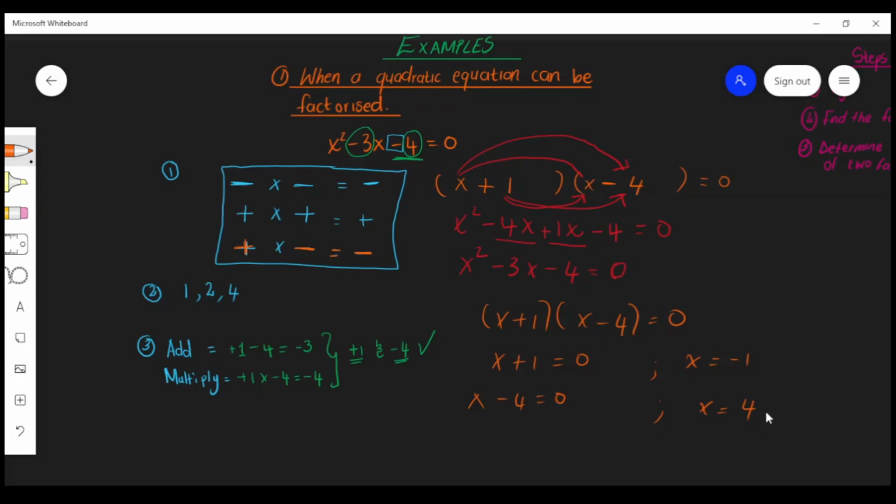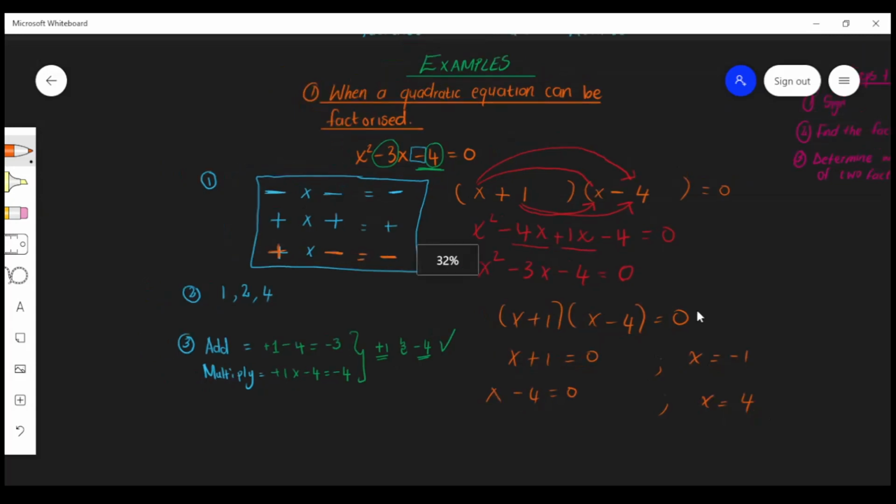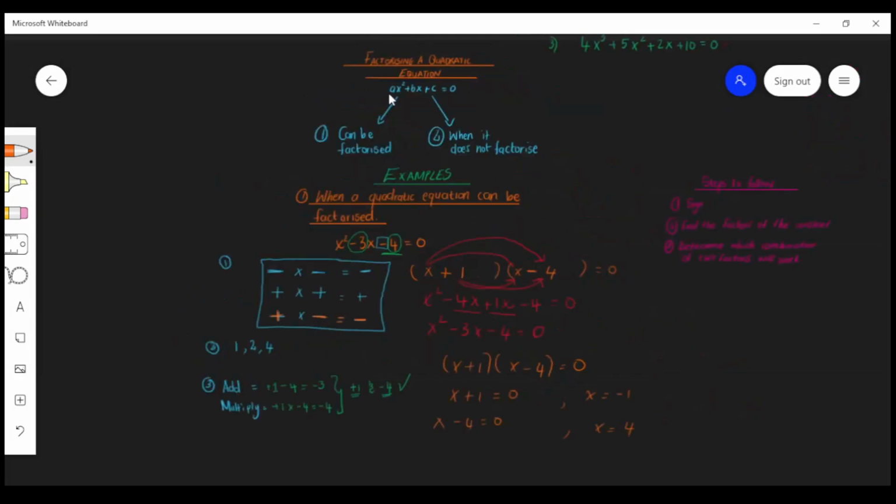Okay, all right guys, and in the next video I'll be explaining to you what happens when you are given a quadratic equation that's in its general form of ax squared plus bx plus c, and you cannot factorize it using this method. I'll be explaining which method you can use in factorizing that kind of quadratic equation.